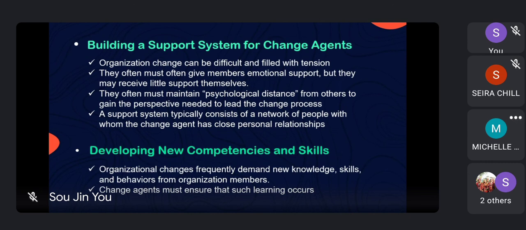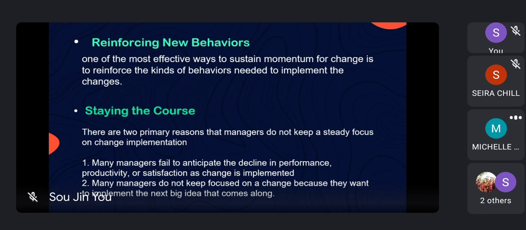Next is reinforcing new behavior. One of the most effective ways to sustain momentum for change is to reinforce the kind of behaviors needed to implement the change. The organization encouraged more teamwork by designing a rewards and recognition program in which the best team player got both financial rewards and management attention, and a variety of behaviors aimed to promoting self-interest were directly discouraged. Dahil sa reward na mas gaganahan mag-work as teamwork, mawawala na yung old behavior nila na self-interest. Next is staying the course.